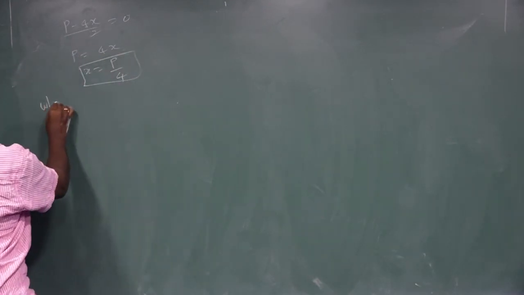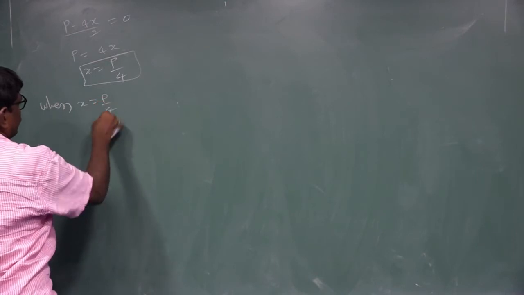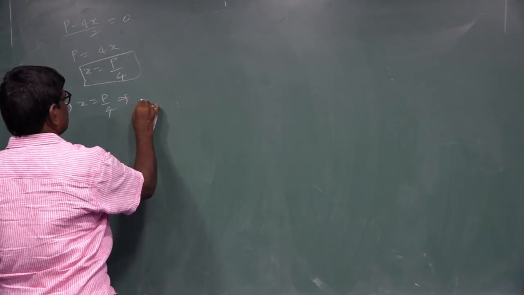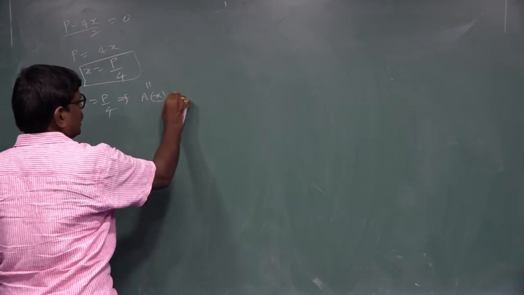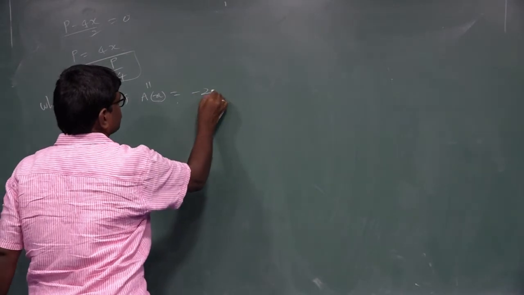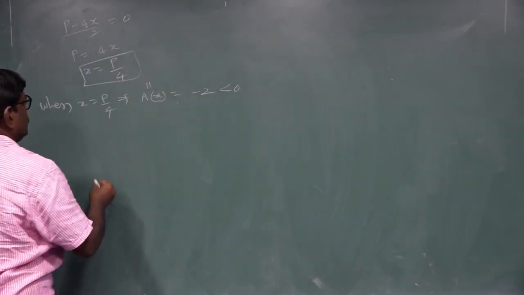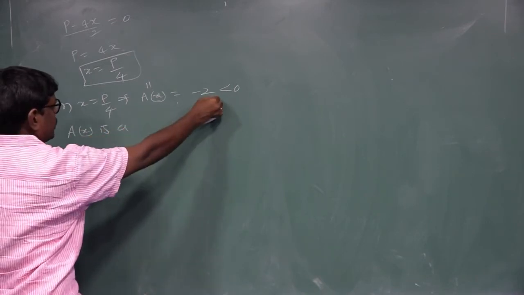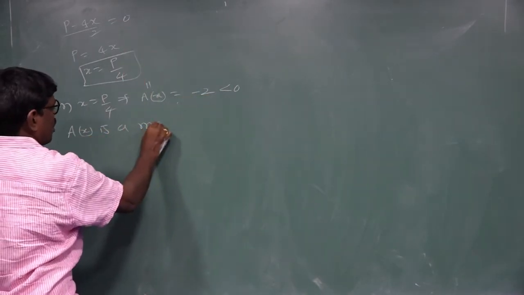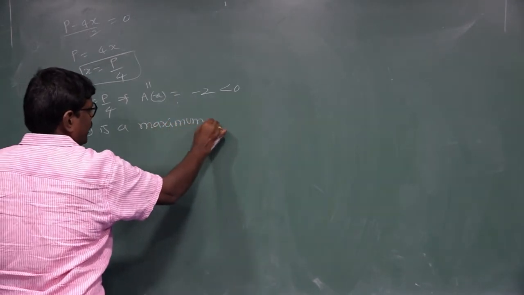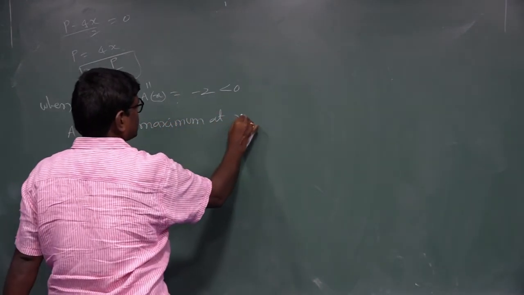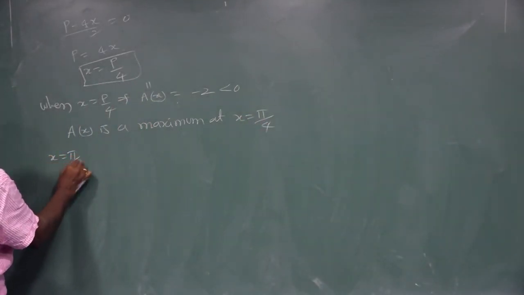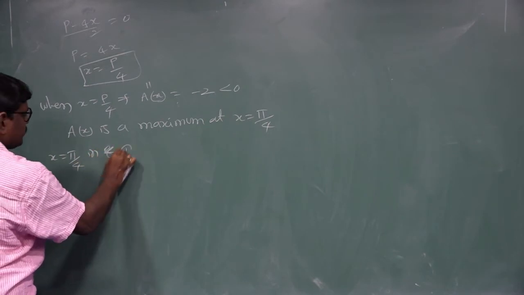When x equal to P by 4 implies A double dash x equal to minus 2, which is less than 0. A of x is less than 0, so this is maximum at x equal to P by 4. Put x equal to P by 4 in equation 1.